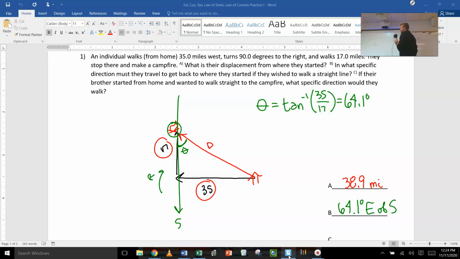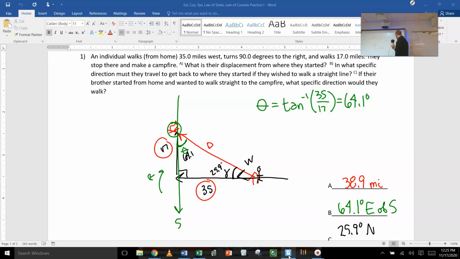If my brother wanted to go from home, so my brother's here at home, he wants to go this angle right here. Let's call it gamma. I think that's what that is. So if this is 64.1, this is the complement. So remember how all angles in a triangle, especially this is a right triangle, have to add up to 180. So this is going to be 25.9 degrees.